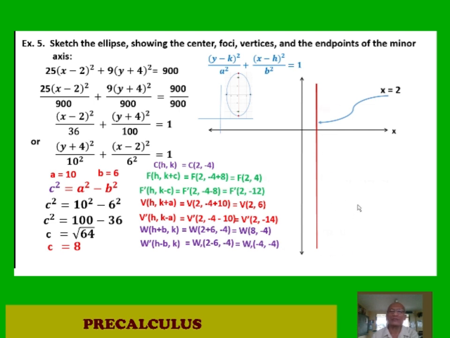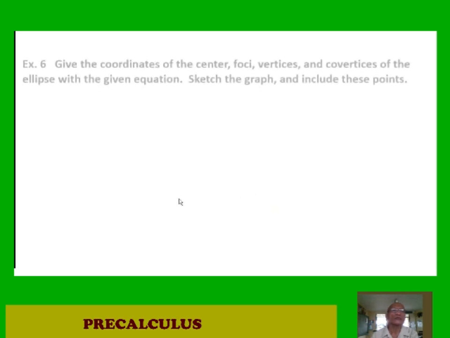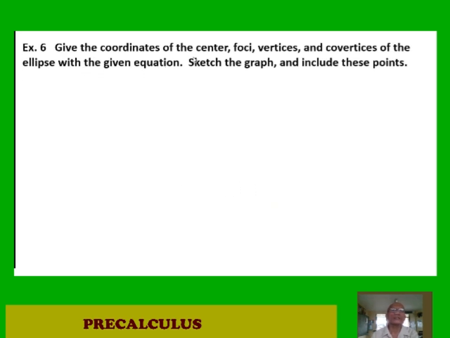Let us plot the points. Okay, so we have here the plotted points and the corresponding graph. Here is the corresponding graph of the ellipse. So this is now our sketch of the ellipse. Okay, next example. Give the coordinates of the center, foci, vertices, and covertices of the ellipse with the given equation. Sketch the graph and include these points.